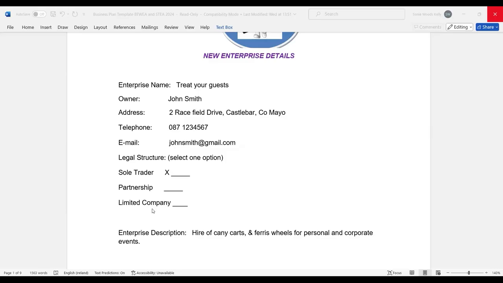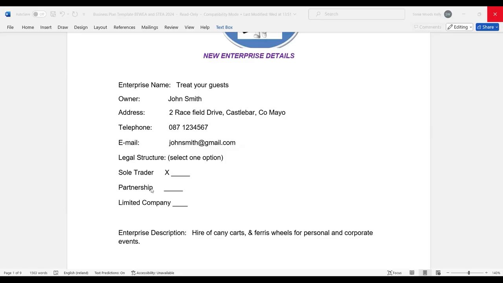Annually, the company will need to file tax returns with Revenue and pay their corporation tax, but they will also be obliged to file accounts with the company's registration office, the CRO.